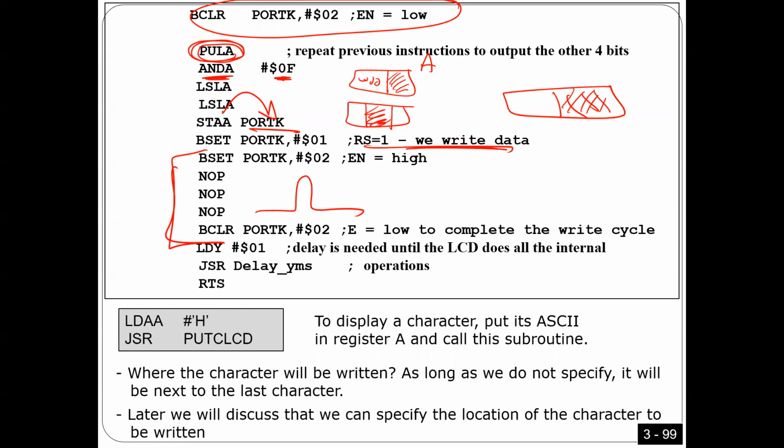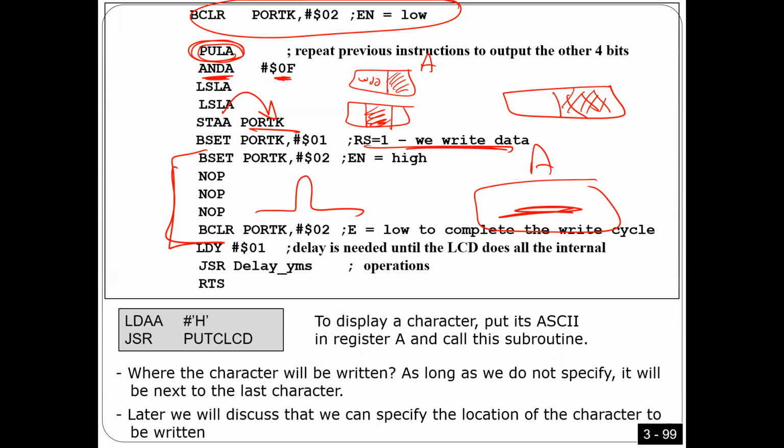Very simple, guys. Let me say it again. We have 8 bits. So in the very beginning, I'm going to send this 4, and then the second part, I'm going to send this 4. That's it. Okay. So once you do that, guys, after that, you can see the ASCII you put in register A. You can see it on the LCD.